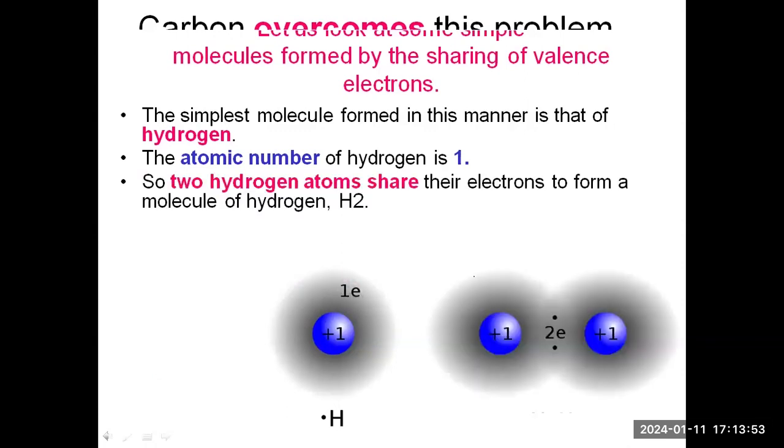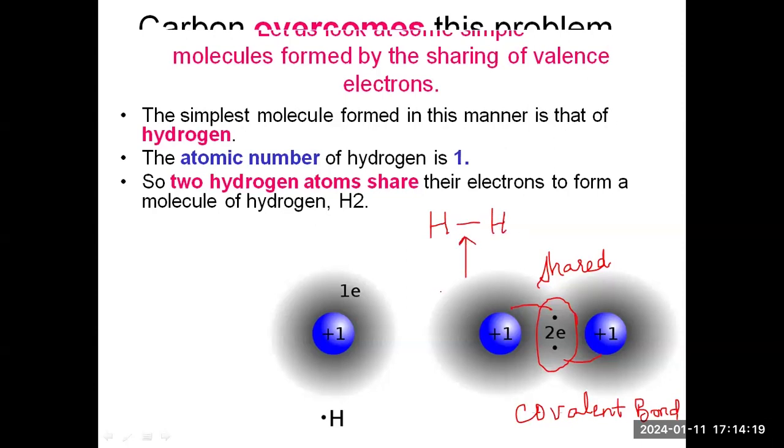You can see here, this is a pair of electrons. One belongs to this, the other one belongs to this. Now they have shared the pair of electrons between them, thereby creating a covalent bond. This is the covalent bond between them. Now how to write it? This is how we write. This is hydrogen, a single line, and another hydrogen. This represents the covalent bond.